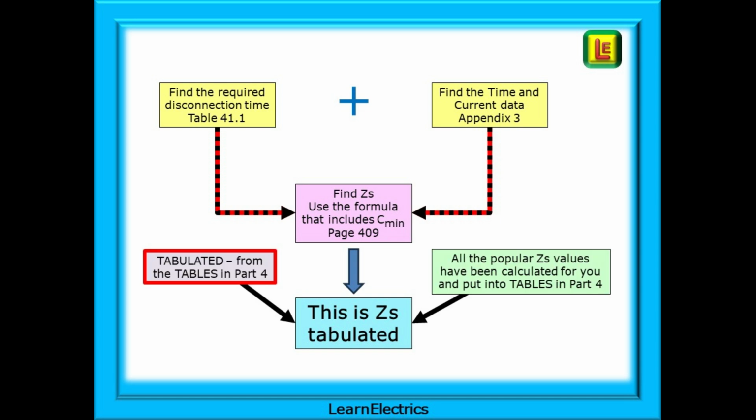Why ZS tabulated? Because we can find examples of ZS tabulated in the tables in Part 4 of the Wiring Regulations book. Tabulated from the tables. All the popular ZS values have been calculated for you and put into tables in Part 4. This means that we do not need to make the previous calculations. The answers are all in Part 4 tables. You do, however, need to know how to do it for the 18th edition exam and for some assessments.